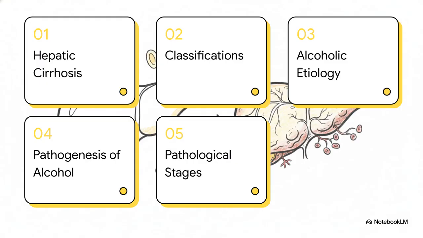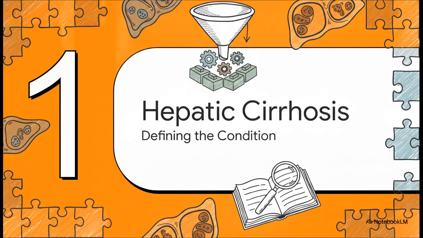So here is our game plan. We'll define hepatic cirrhosis, look at how it's classified, explore the etiology and pathogenesis specifically for alcoholic liver disease, and then finally walk step by step through the pathological stages. Let's get into it. Section 1, Defining Hepatic Cirrhosis.